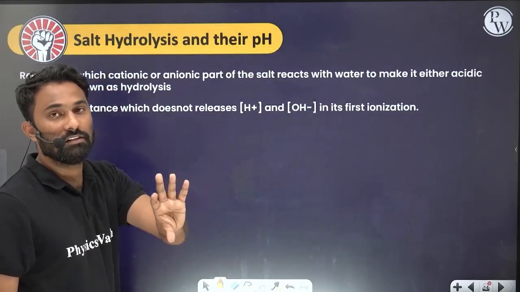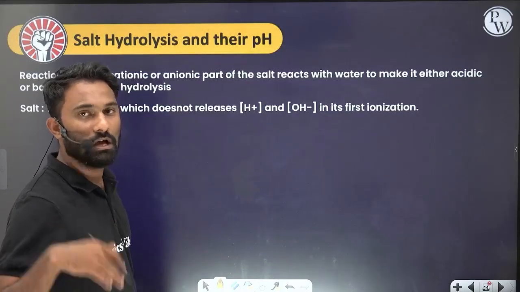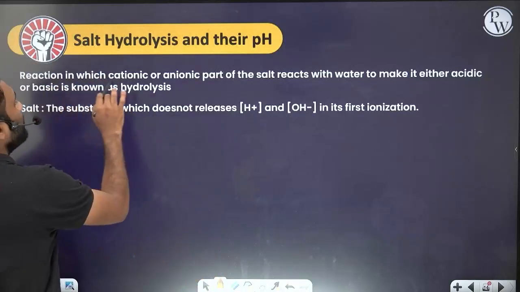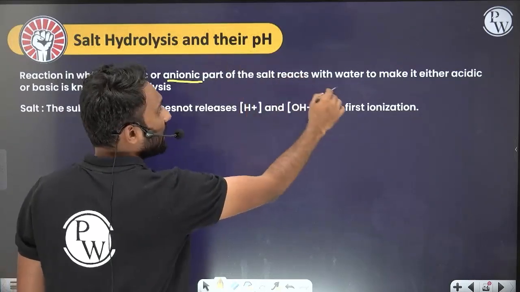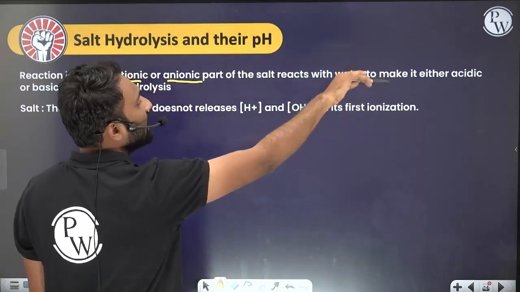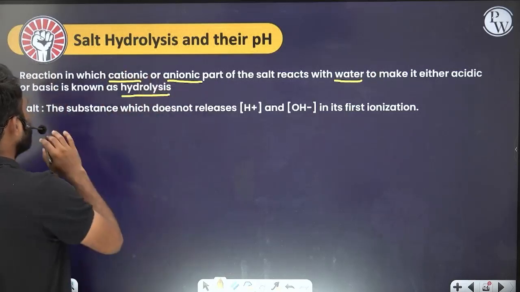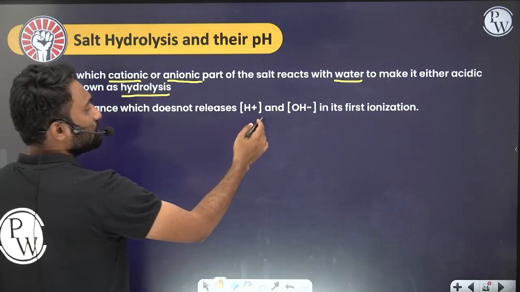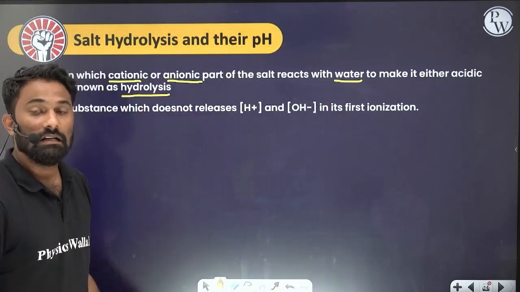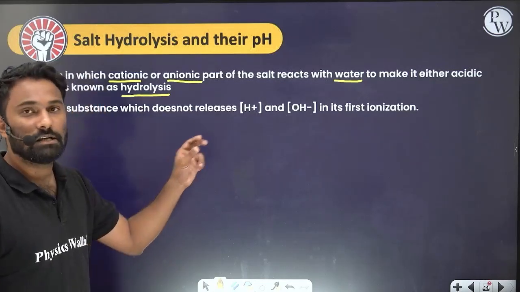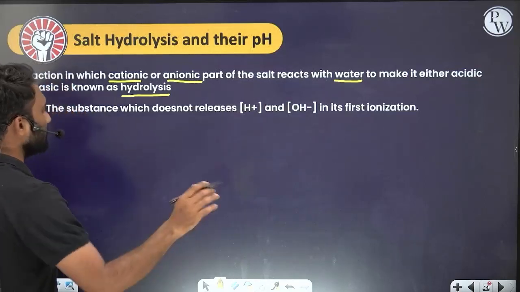How can we find the pH of that salt? That entire derivation I will do and show. Look here: a reaction in which the cationic and or anionic part of the salt reacts with water to make it either acidic or basic is known as hydrolysis. Salt is a substance which does not release H plus ion or OH minus ion concentration in the first ionization. Depending upon the acids and bases, salts are classified into 4 types.